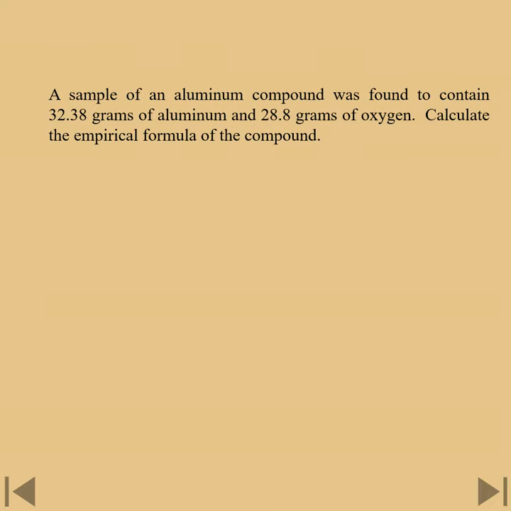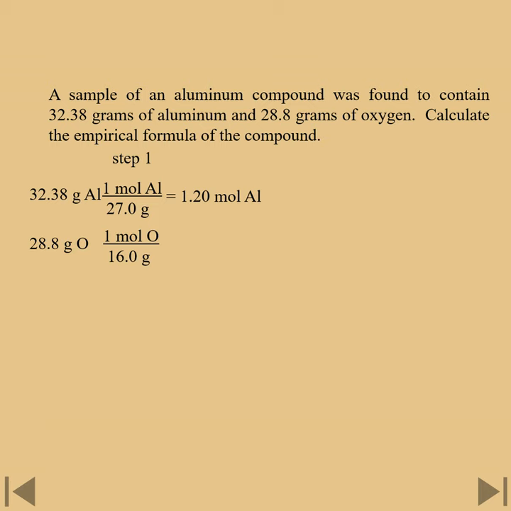Next we have a sample of an aluminum compound that contained 32.38 grams of aluminum and 28.8 grams of oxygen. What's the empirical formula? Well, like we did before, we're going to take those masses and line them up on the left. And in step 1, we're going to convert each into moles. So using the molar mass of aluminum, I convert the mass into moles of aluminum. Using the molar mass of oxygen, I convert this mass into moles of oxygen.